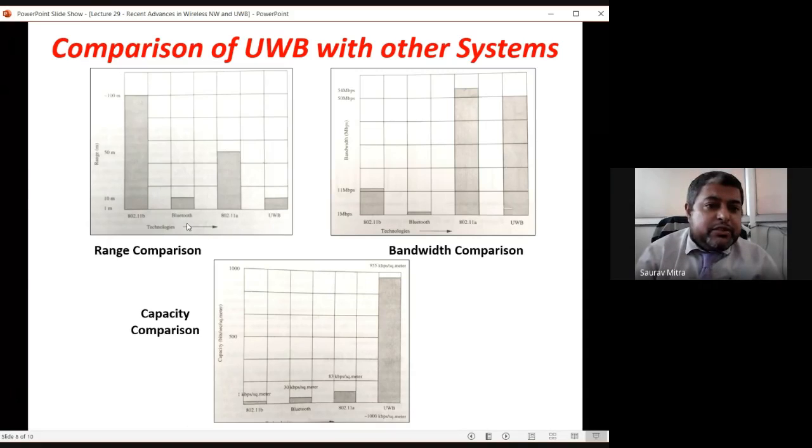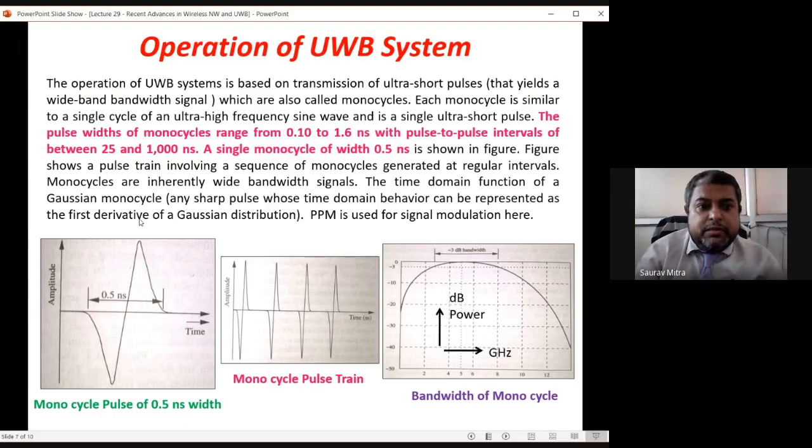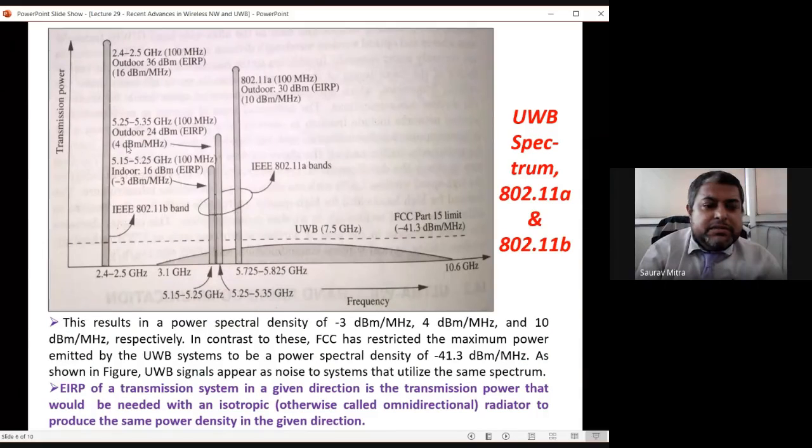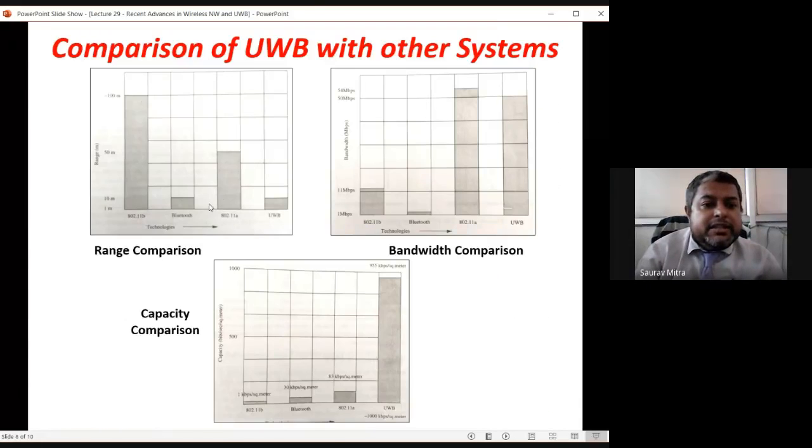Okay. So this is the comparison of ultra wideband with other systems. You are finding the comparison of four bands. It's not very clear here, but I'll tell you what it is. This is the first comparison, of range of communication. First is 802.11b, which is very narrow. And then there is Bluetooth.